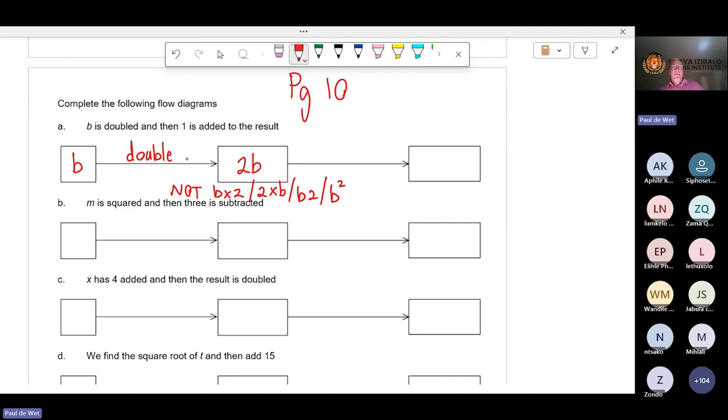2B is what we want. Then we're going to add 1. So now we're going to add 1. And what will our final answer be? Our final answer will be 2B plus 1. We can't simplify that. That's all it'll be.